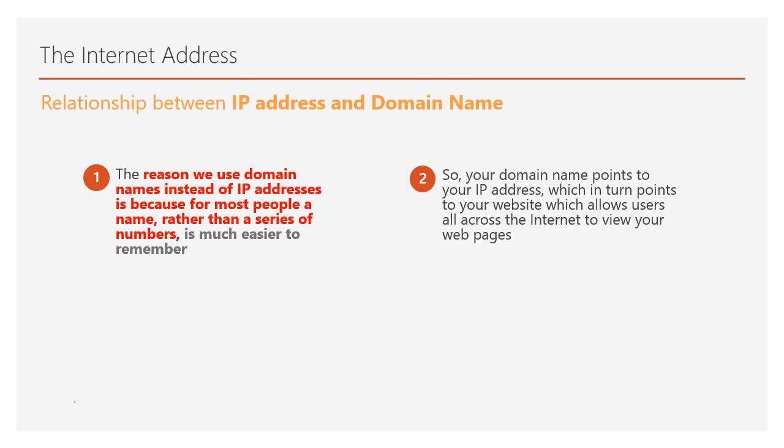As a summary, this is the relationship between IP address and domain name. So why do we need a domain name? The reason we use domain names instead of IP addresses is that for most people, a name rather than a series of numbers is much easier to remember. So your domain name points to your IP address, which in turn points to your website, which allows users all across the internet to view the web page.